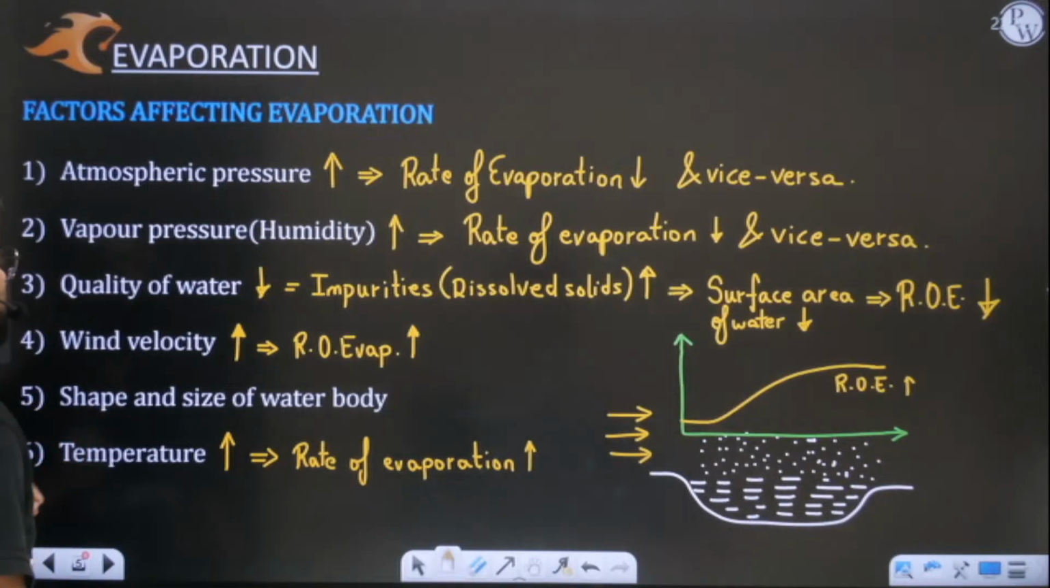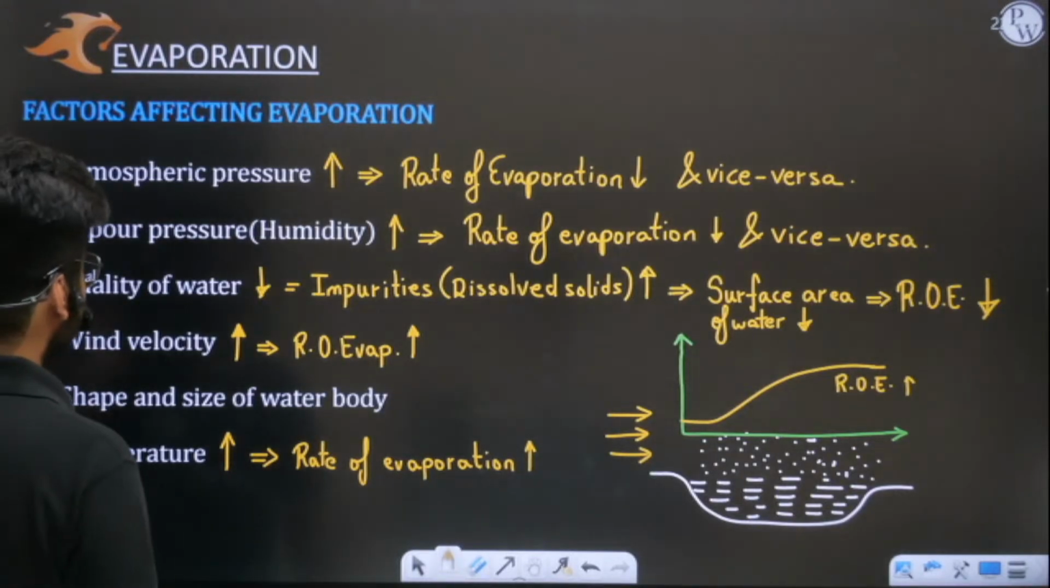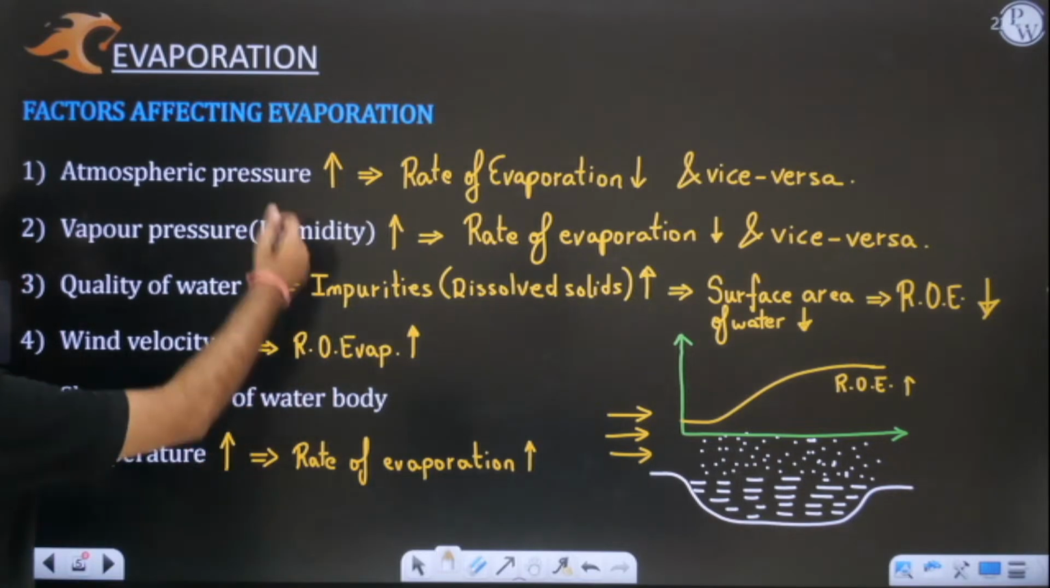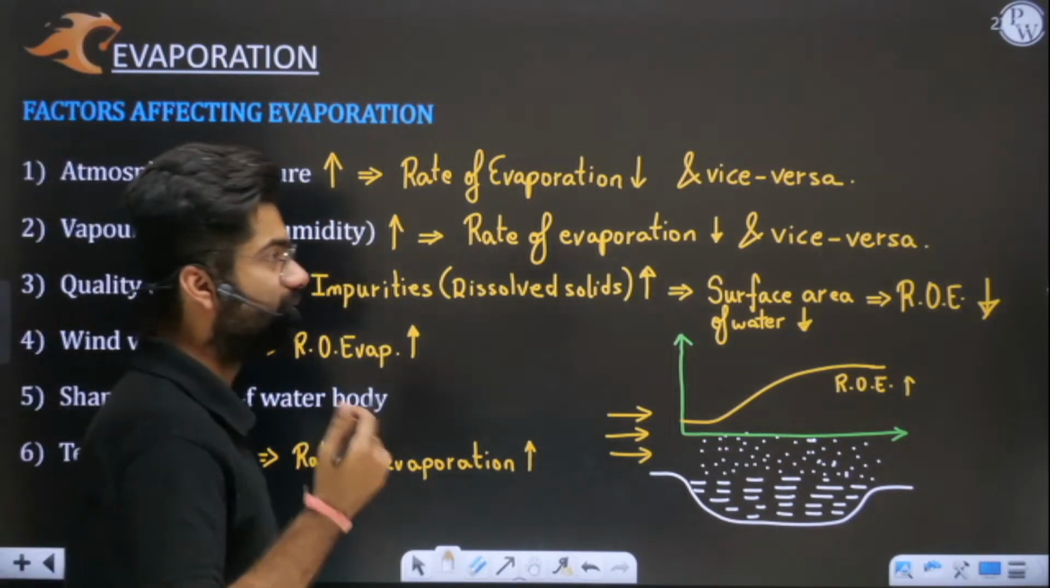So wind velocity is done, quality of water is done, temperature is done. Now we'll discuss the last factor, which is shape and size of water body. I hope all these points and all these factors are very, very clear to you.